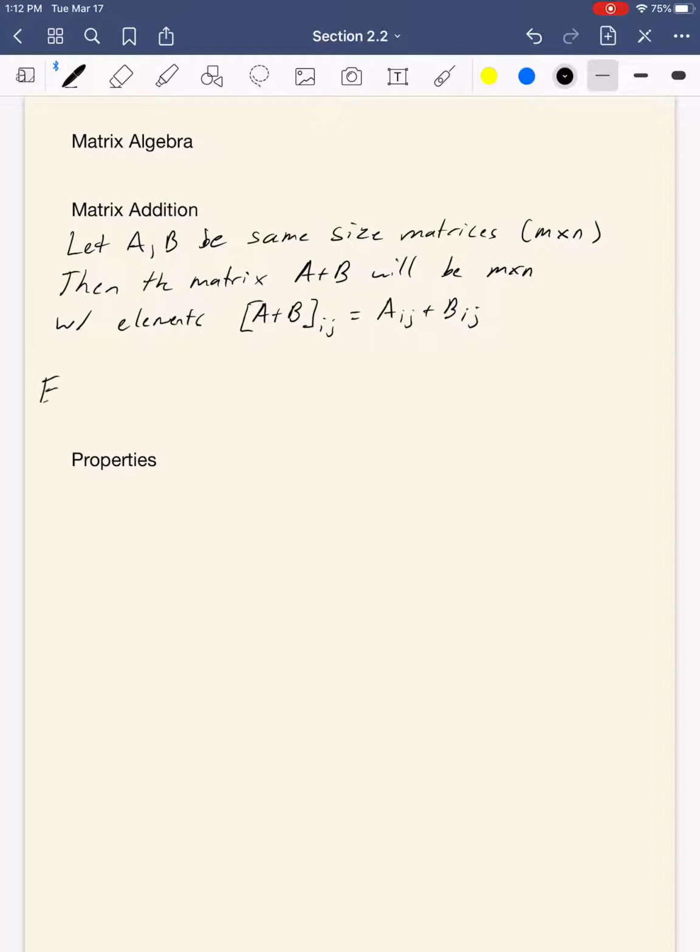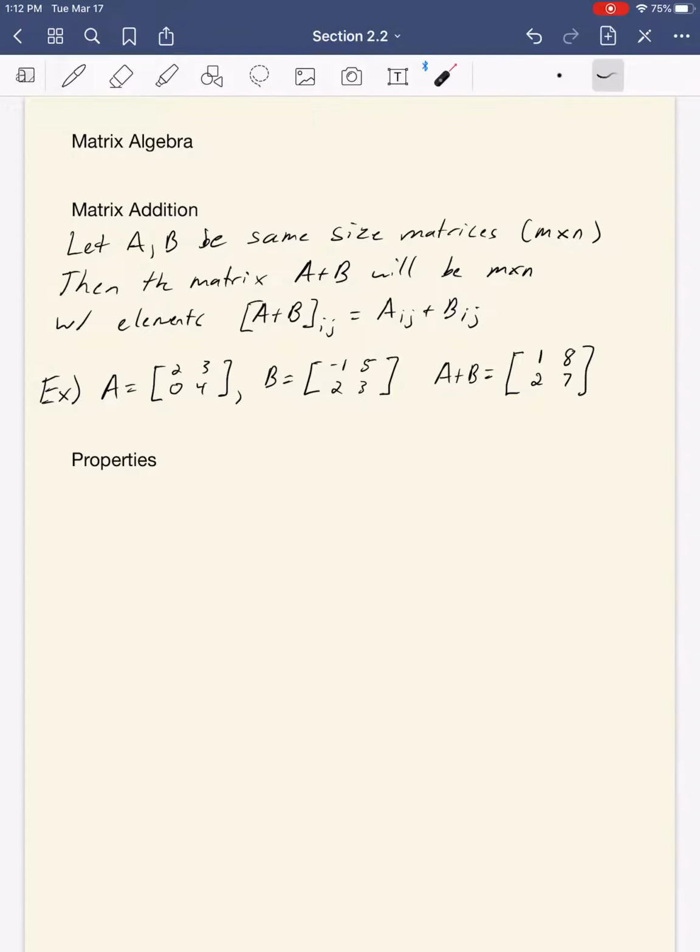As a quick example, let A be the matrix 2, 3, 0, 4, and B be the matrix -1, 5, 2, 3. Then A plus B would also be a 2 by 2 matrix, and it would have elements 1, 8, 2, and 7. And of course, 1, 8, 2, 7 comes from simply adding component-wise. So this 1 is coming from adding 2 and -1. This 8 is coming from adding 3 and 5, and so on. So matrix addition is very straightforward, we just add the matrices element by element.